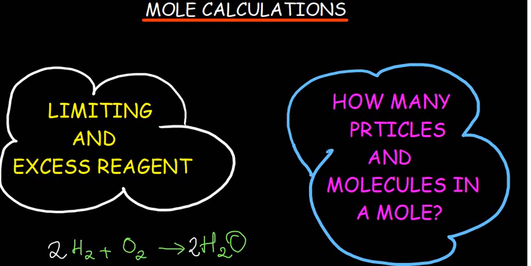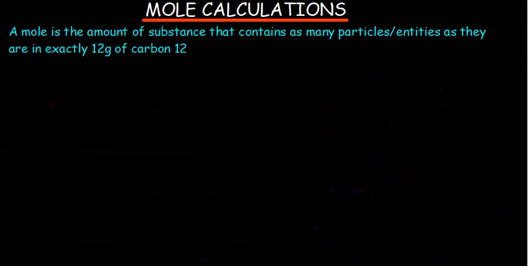All right, let's go. Concept of limiting and excess reagents, how to determine the number of particles, the number of moles, more calculations. So we are saying a mole is the amount of substance that contains as many particles or entities as there are in exactly 12 grams of carbon-12 isotope. That is what we call a mole. Now, when we are talking about one mole of something, what does one mole of something mean?